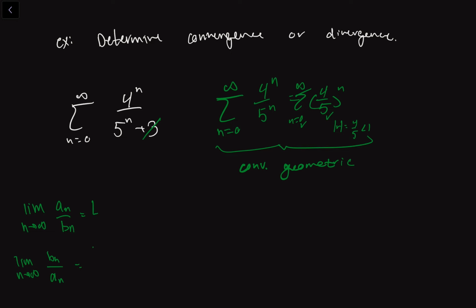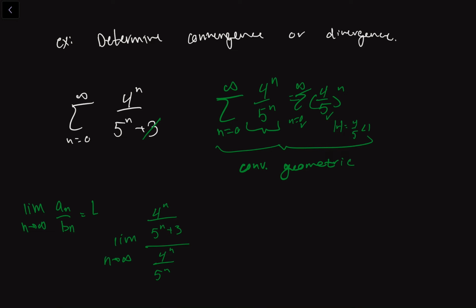It actually doesn't, because then we would just get 1 over L, which is still a finite non-zero number, right? So the ratio doesn't matter. It just matters if the limit of that ratio will produce a finite non-zero number. So let's take the limit as n approaches infinity of a sub n over b sub n. Right, this was b sub n right here. And let's hope that we get a finite non-zero number.